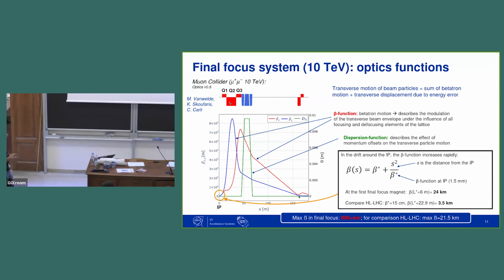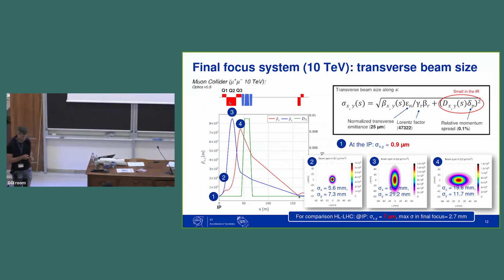So if they're even more than 800 kilometers here in the final focus quadrupoles for the muon collider. For comparison, in the high luminosity LHC triplet, the maximum beta function is 21 kilometers. So it's even less than the beta function we already reach at the beginning of the first magnet. So just to show a bit the comparison here.